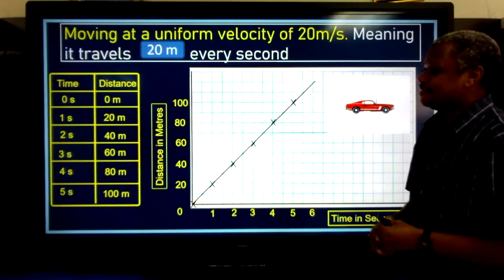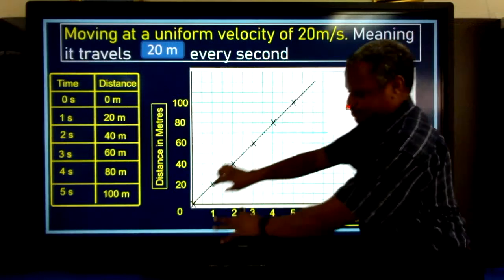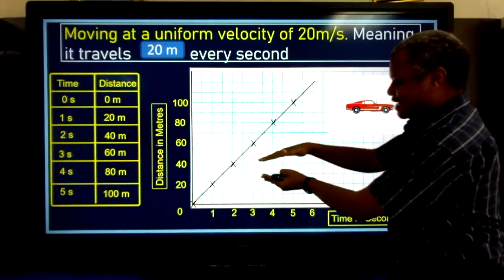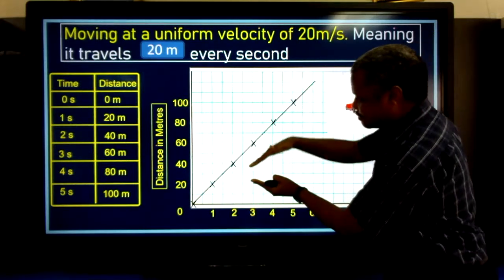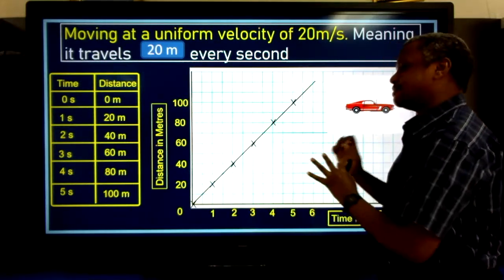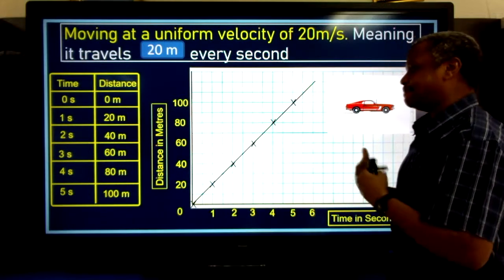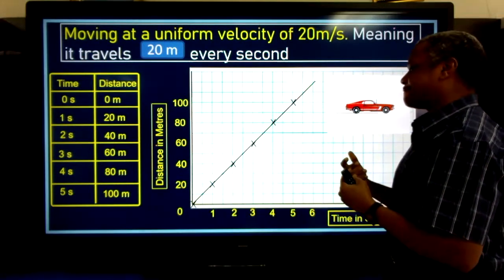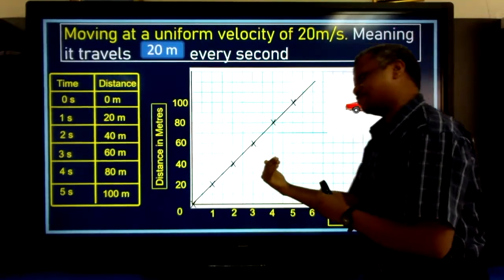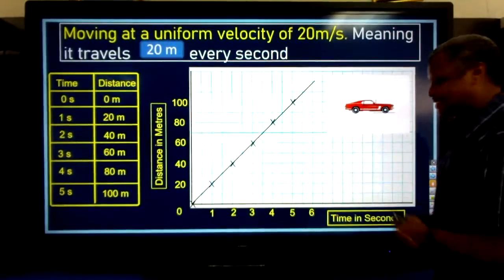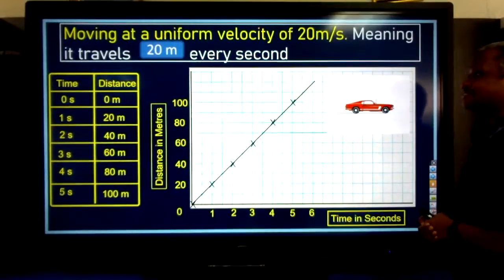Now, the slope of this straight line, or how steep it is, whether it is very shallow or very steep, allows you to interpret whether the object is moving very fast or very slow. But we'll come to that in the next few slides.